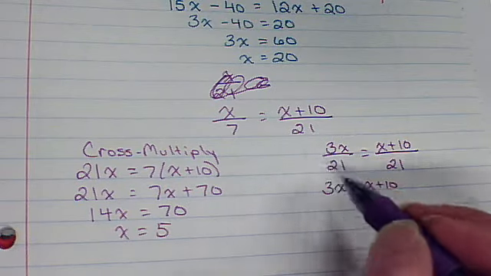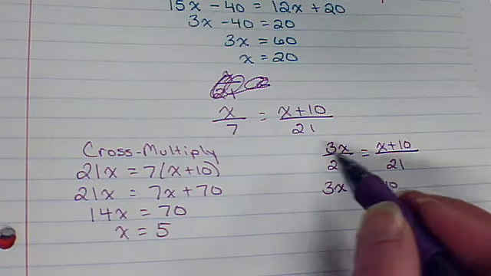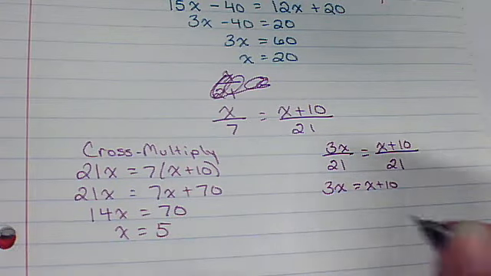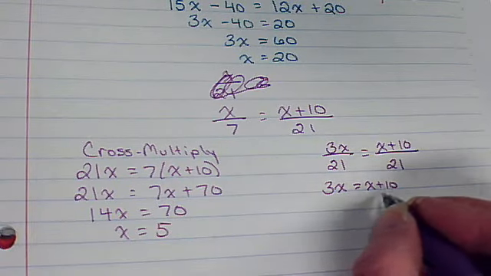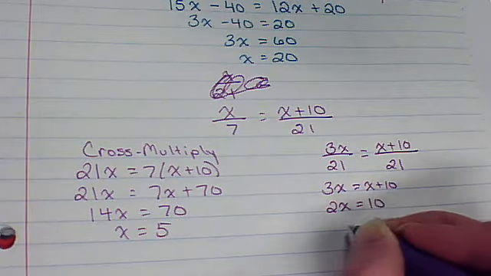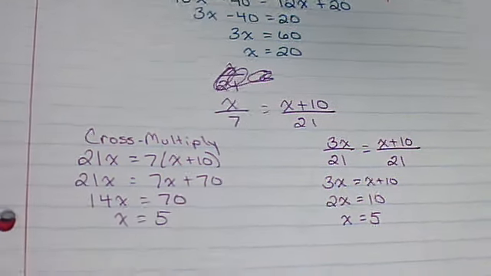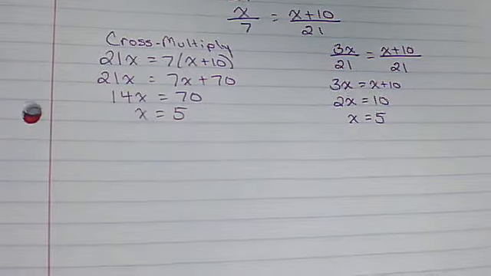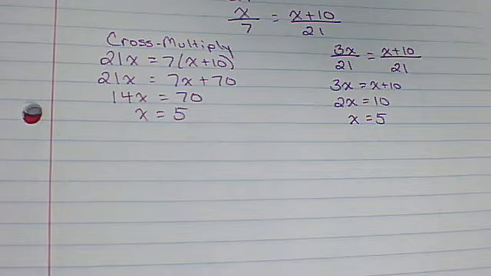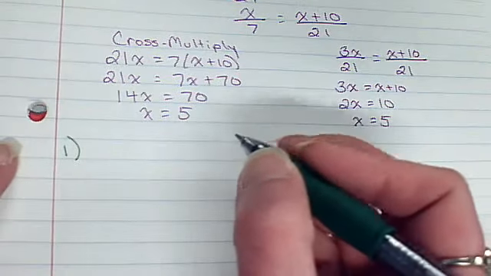You can also think about it as multiplying by that least common denominator. If I multiply by 21 on each side, the 21s would divide out, and we'd be left with 3x equals x plus 10. So I'd get 2x equals 10, x equals 5. This is one of my favorite methods. So if you can ever make the denominators the same, it'll make your life a lot easier. So now let's look at it with a little bit more difficult stuff.